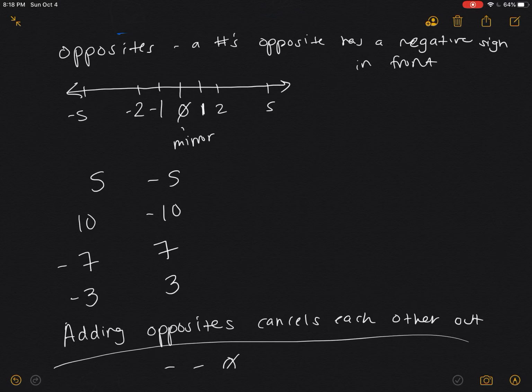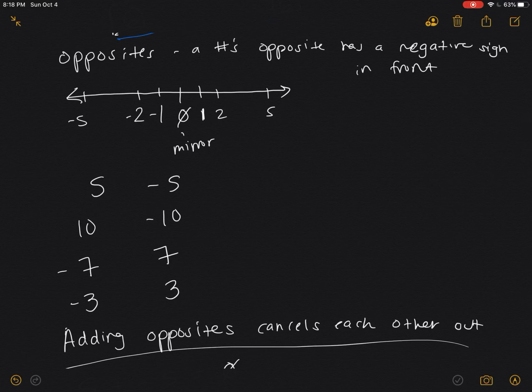Okay, so now we're on to opposites because it's going to lead into subtraction. So that's why I want to separate into a new video. All right, so opposite. A number's opposite just is the number with a negative sign in front of it.